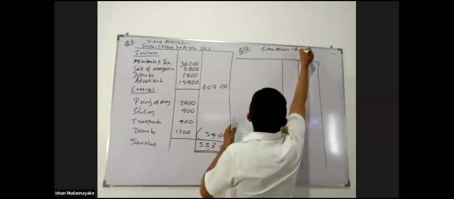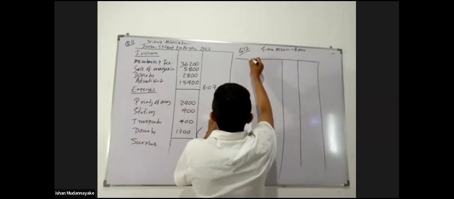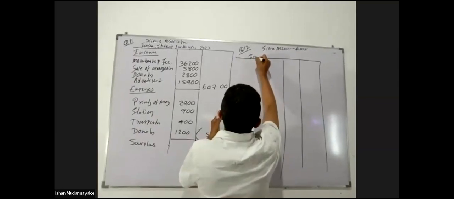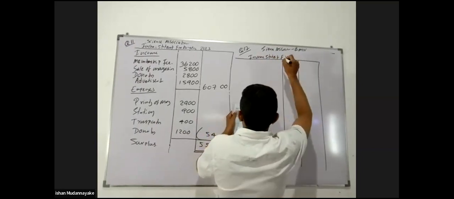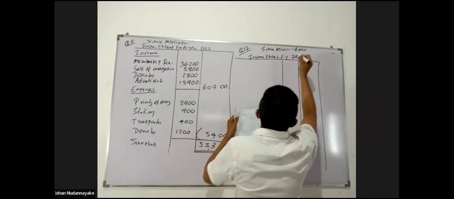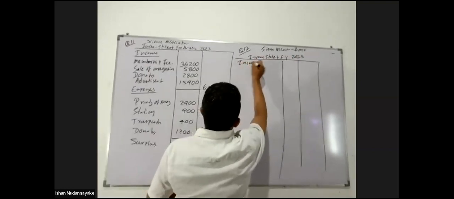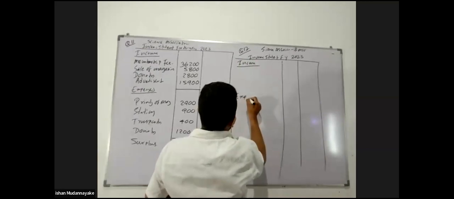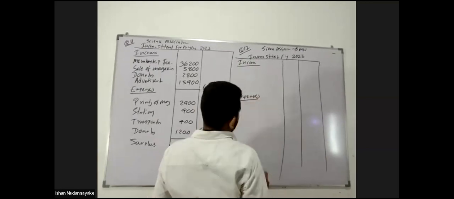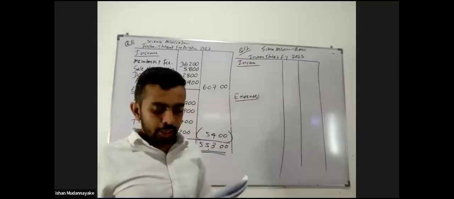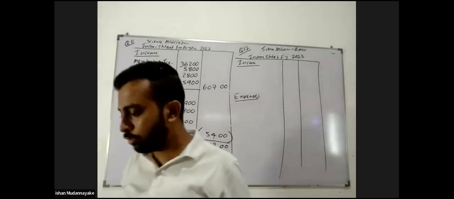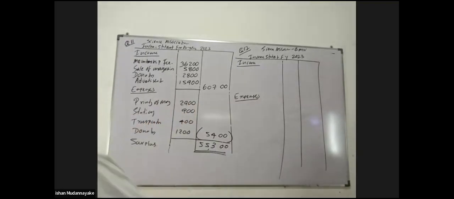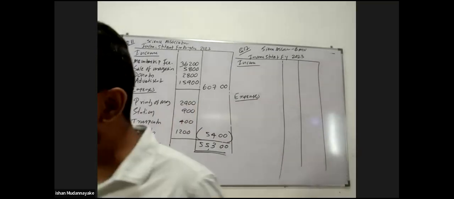Science Association, Malabar Mahavidyalaya. Income statement for the year 2023: income minus expenses. Quickly calculate the surplus or deficit. Send me the answers. No need to send me a photo. Send me only the surplus or deficit as a message. Now.